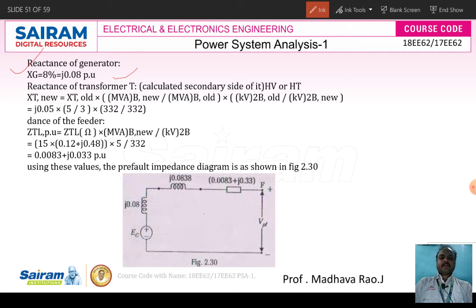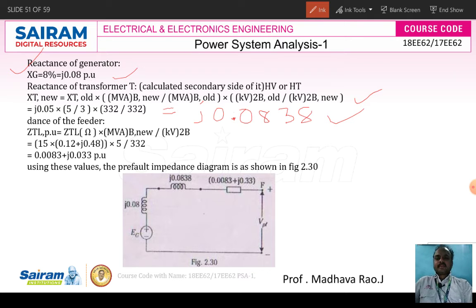Reactance of transformer: new value is equal to old value into MVA base new by MVA base old into kV squared base old by kV squared base new. Using that formula and substituting all the values, we get the reactance of the transformer as j0.0838 per unit.